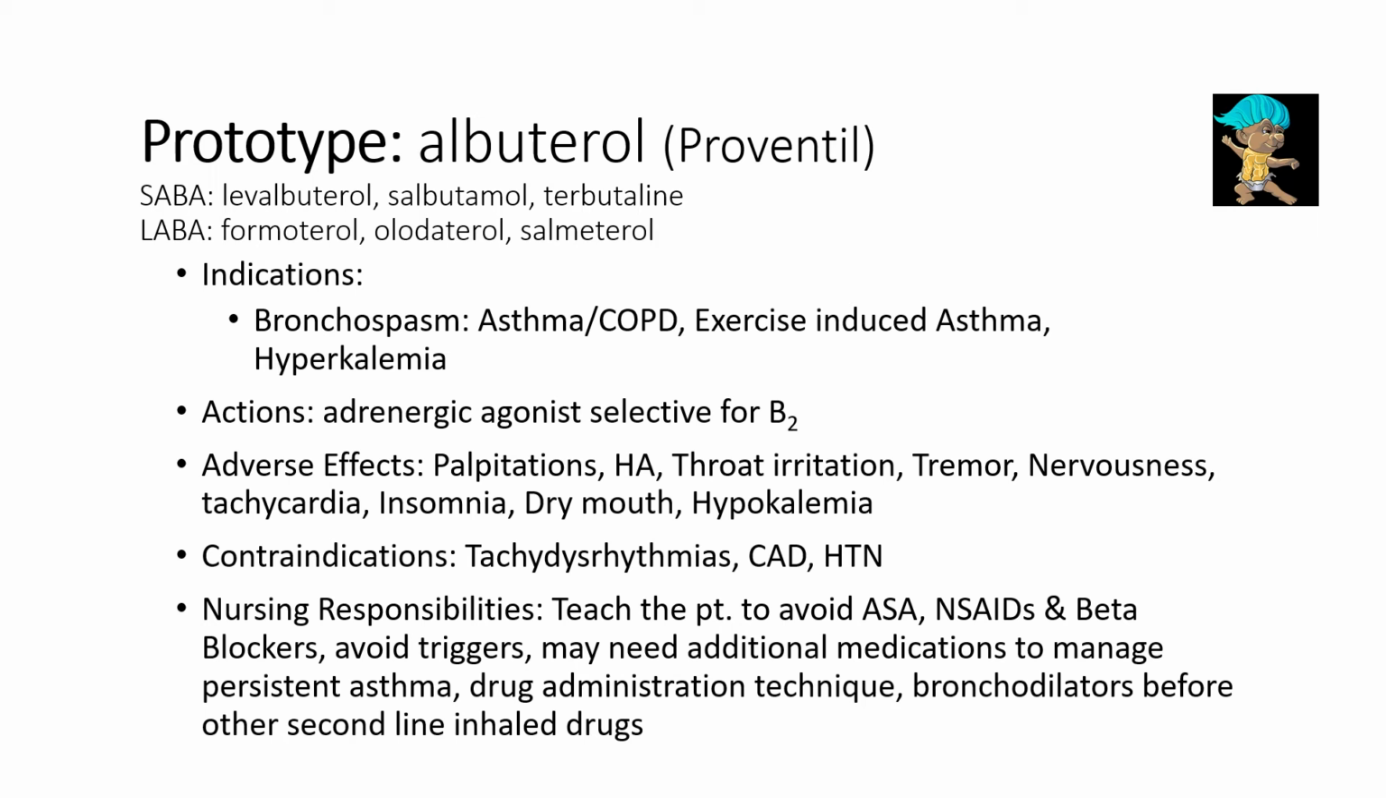So what about the nursing responsibilities? People with asthma often have a sensitivity to aspirin. So we often advise asthmatics to not take aspirin products, so ASA and NSAIDs. And as well, if they're asthmatic, not to take beta blockers. So there's beta agonists like albuterol, but we're going to talk about beta blockers or beta antagonists.